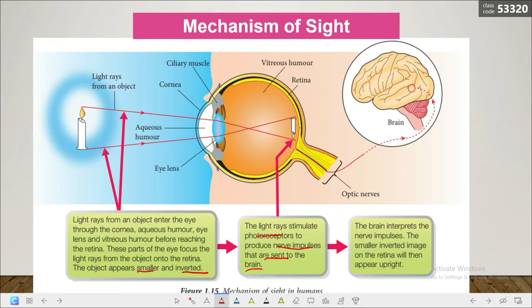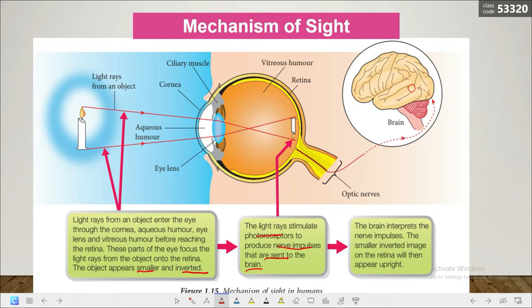So this photoreceptor will be stimulated and produce the impulse. So what does impulse mean? It's like information, and it is sent to the brain. Then the brain will interpret the impulse.